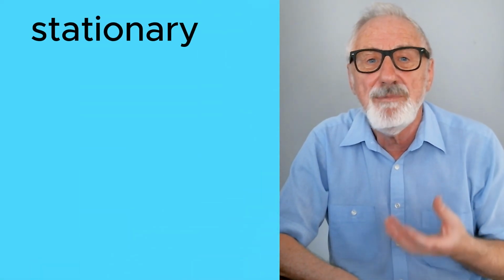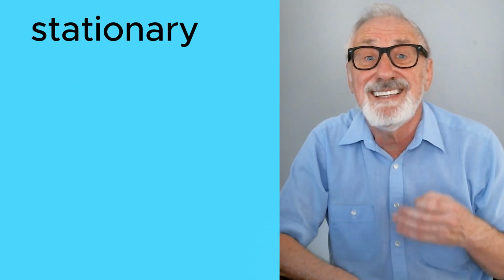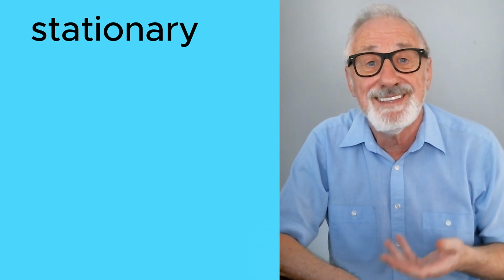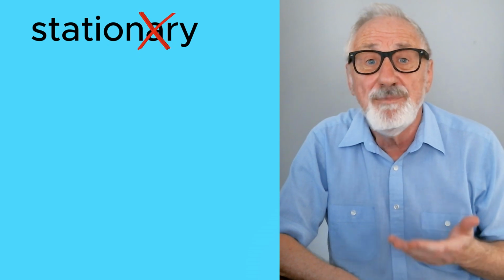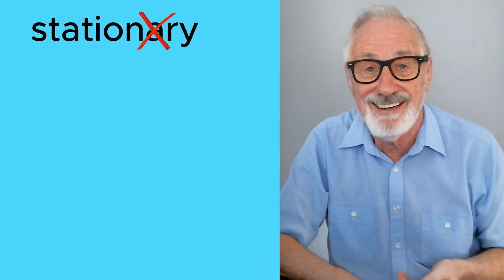With these next two words, there's very little difference in the way they're pronounced, but there's a big difference in the meaning. The first is stationary, and that means still, not moving. In this word, to say it correctly, don't pronounce the second letter A. Simply go from the N sound straight to the R at the end, so it's stationary.